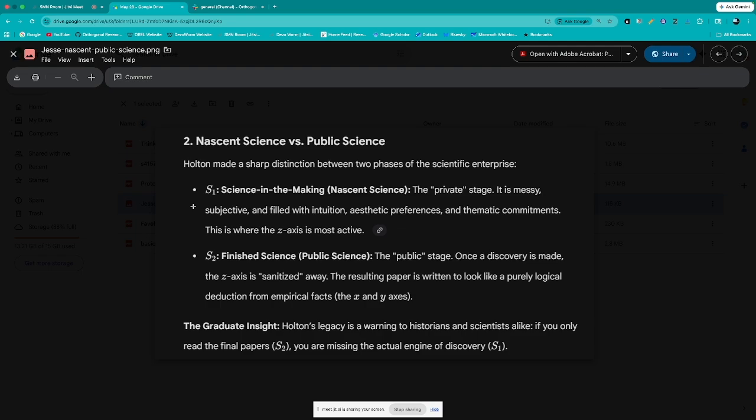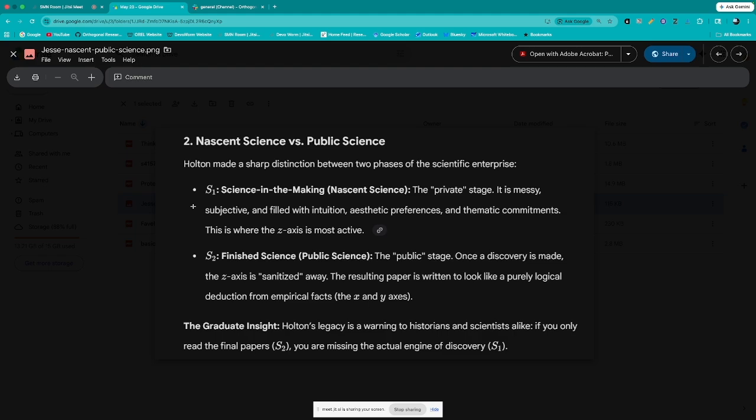but Holton made a sharp distinction between two phases of the scientific enterprise. So S1 is science in the making, or nascent science. And this is what we call the private stage. So this is science or modes of investigation that are messy, subjective, and filled with intuition, aesthetic preferences, and thematic commitments. This is where the z-axis is most active.